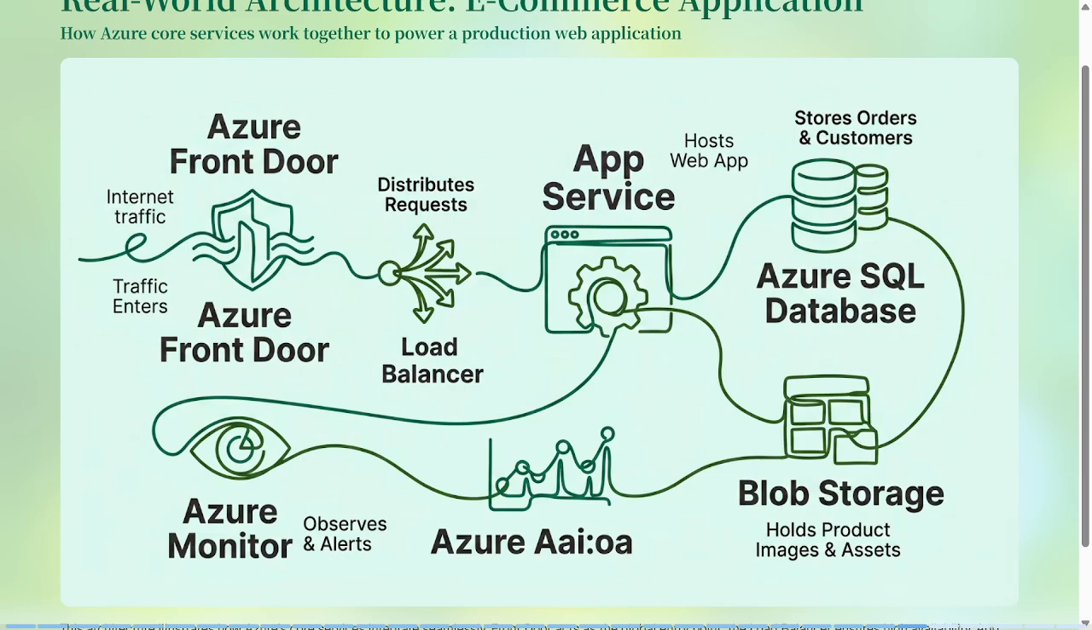Application layer, or App Service, which runs on Azure App Service. This is where the core e-commerce application logic runs. It handles product browsing, user authentication, shopping cart management, and order processing. Since it is platform as a service, Azure manages servers, patching, scaling, and availability. So developers can focus only on application development.